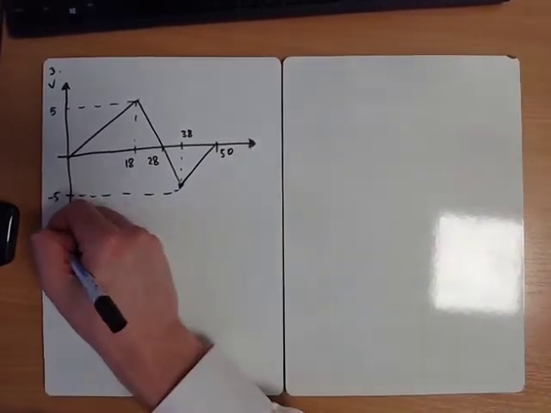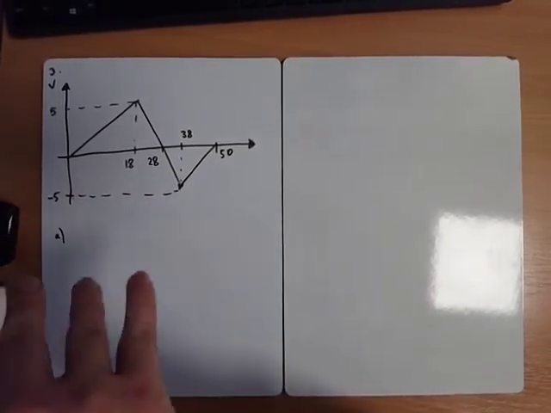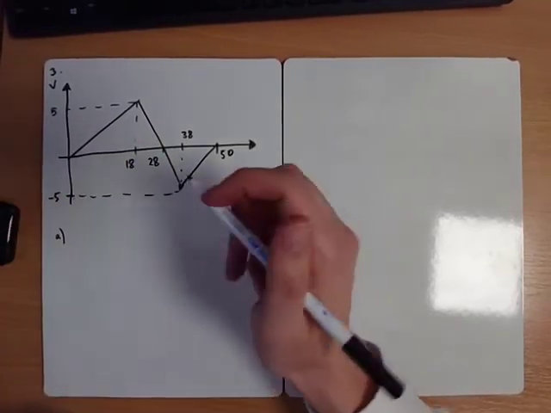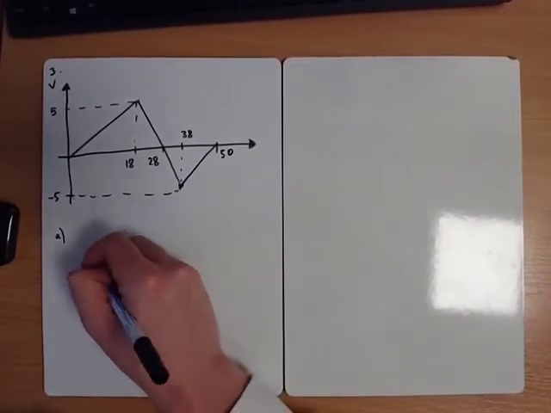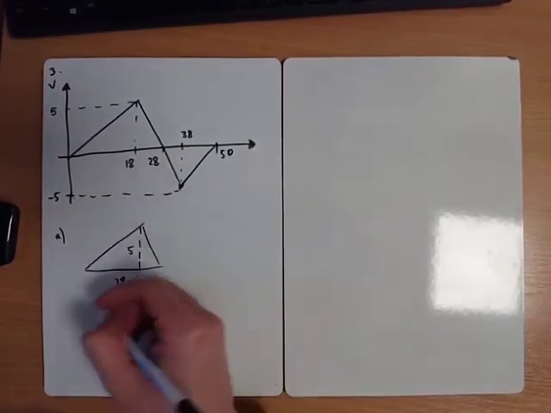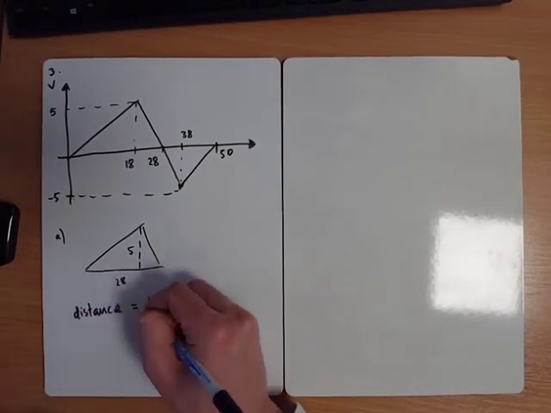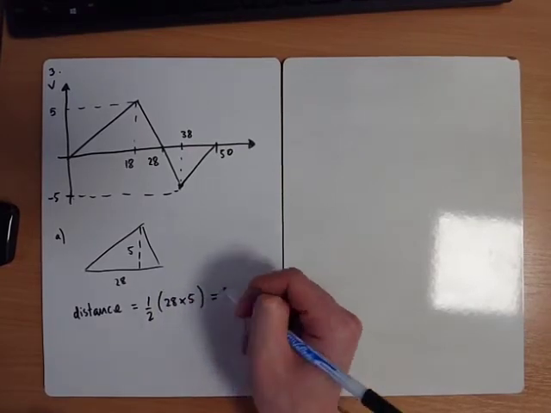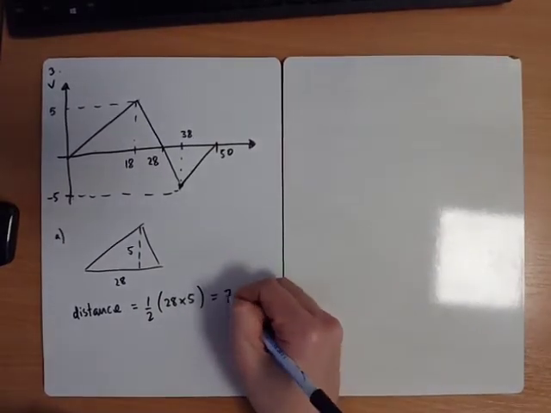Okay, the question, first of all, says find the distance in the first 28 seconds. What we need to know about velocity-time graphs is that the area underneath represents the distance. So for the area here, we can think about the triangle. The base of the triangle is 28. The height of the triangle is 5. So the distance would be a half base times height. Let's see what that gives us. That gives me 70 meters.